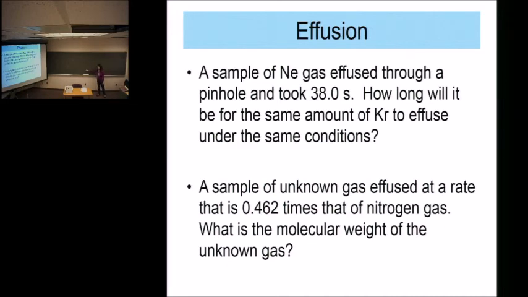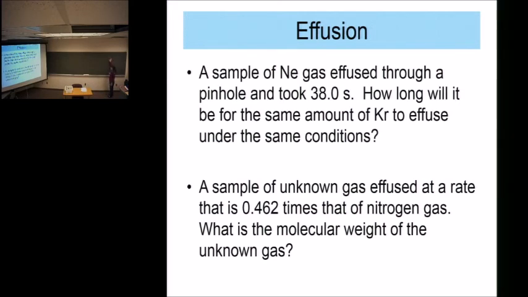So if nitrogen gas is on the bottom, if the rate of the nitrogen gas is here, then what molar mass do I put on top? The 28. And then the rate of the unknown would be the molar mass of the unknown, right? Okay, now do you know how to solve that? So let's work through the algebra. 0.462 is equal to the square root of 28.0 divided by the molar mass of the unknown.